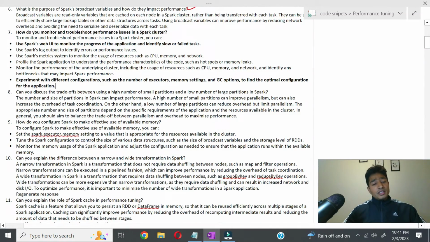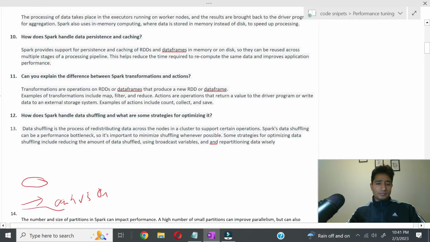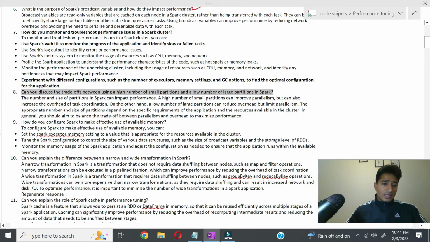So, the eighth question is, can you discuss the trade-off between using a high number of small partitions and a low number of large partitions in Spark? Good question. A lot of the time this question has been asked. So let's see. The number and the size of partitions in Spark can impact performance.